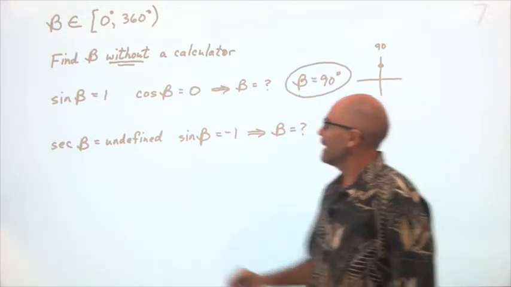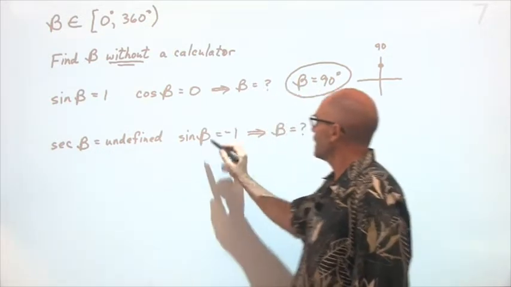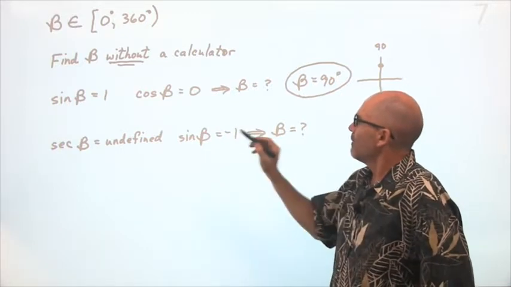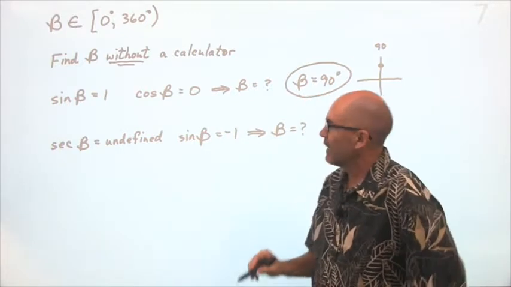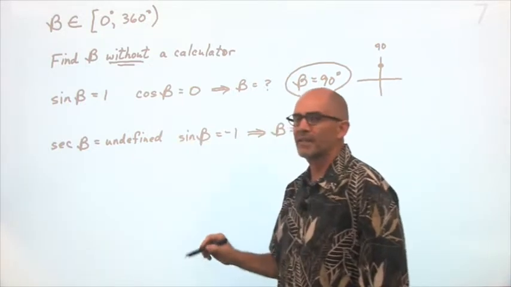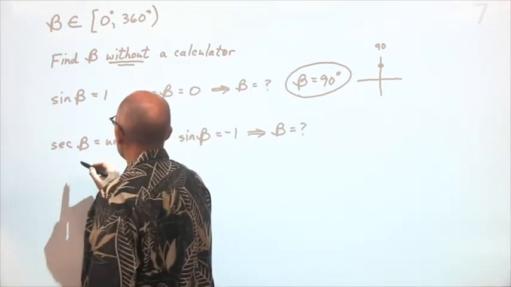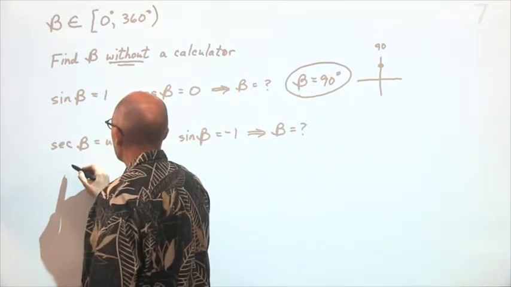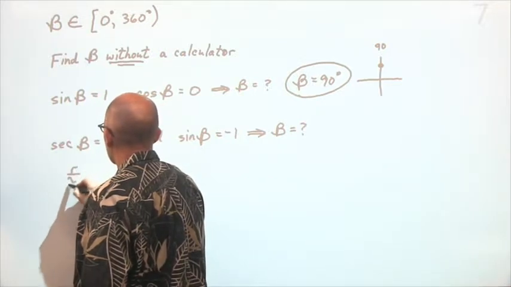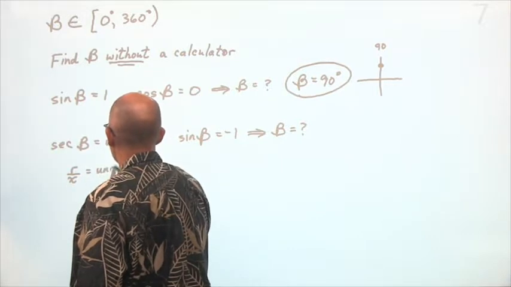Okay, next, if secant of beta is undefined and sine is -1, then what's beta? Well, if secant is undefined, the reciprocal of secant is cosine. So let's say secant beta would be r over x, is undefined.